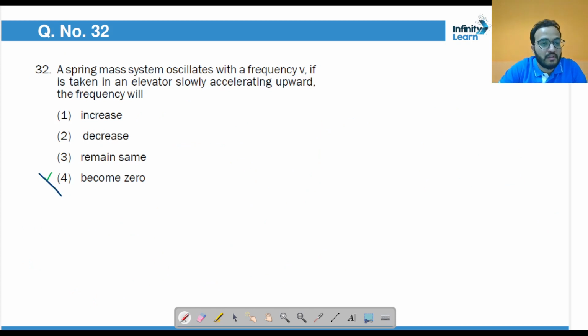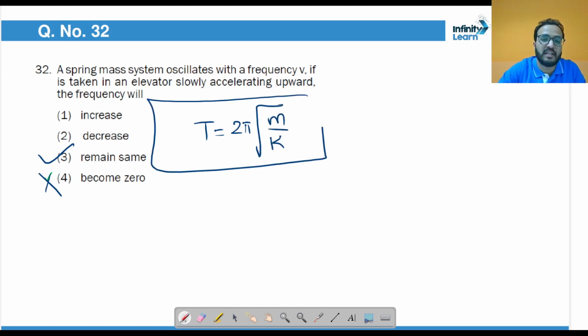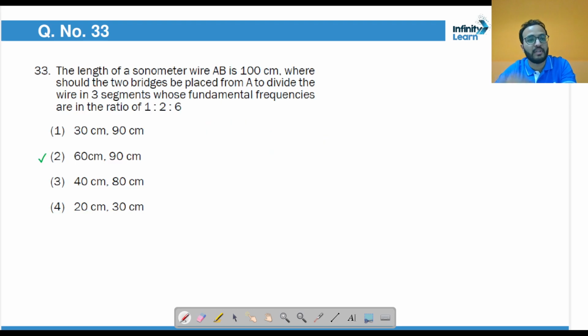32. The third option is correct because the time period is 2 pi root over m by k for a spring mass system. It doesn't depend upon gravity. So the third option is correct.